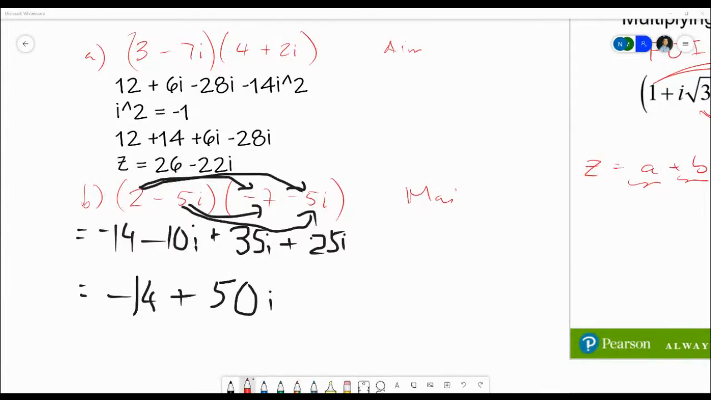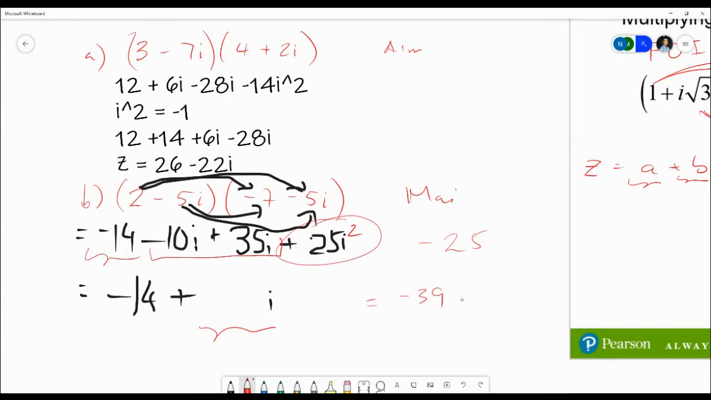You forgot the square in the end here. This is 25i squared. So how did you get 50i? Not sure how you're getting these values here. So this becomes negative 25. And then you combine that with the negative 14. And then you combine these two. Okay. So negative 25 and negative 14 is negative 39. And then negative 10 and 35 give you positive 25i.